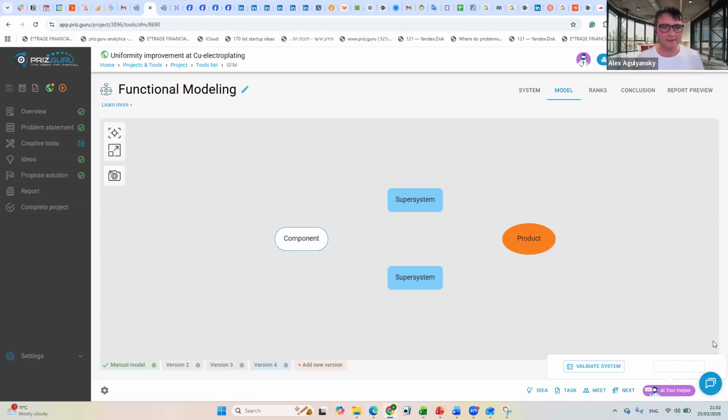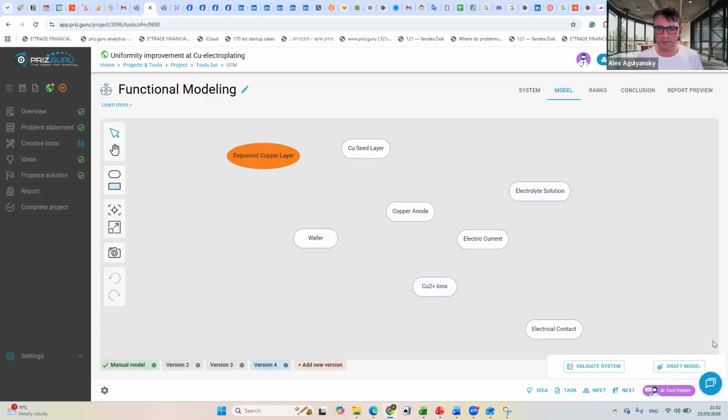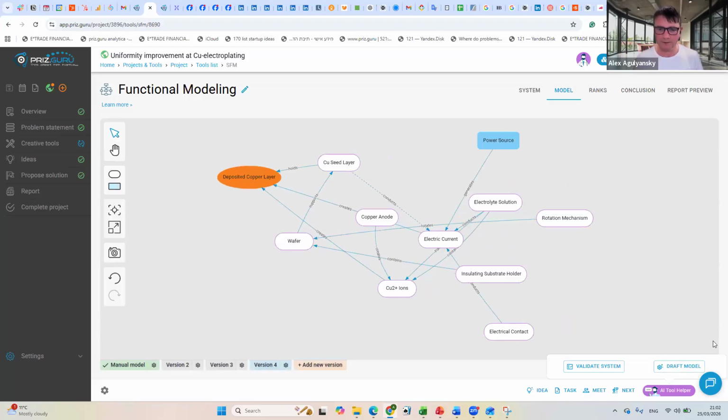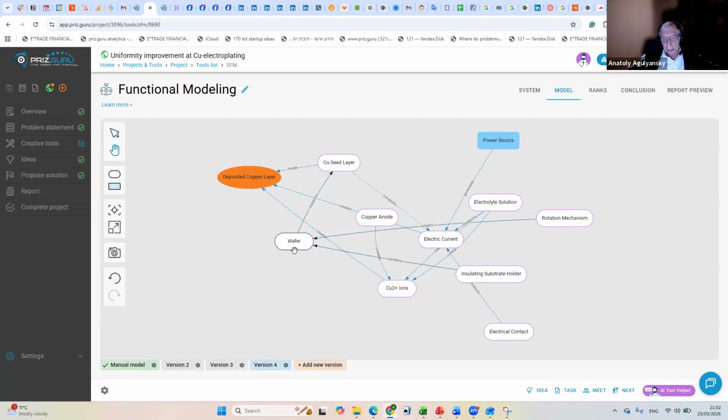All right. Any other questions while we wait for that? Dean was asking, what did the seed layer say to the copper anode? Let's hang out. Can you see? Guys, yeah, it's not ideal.